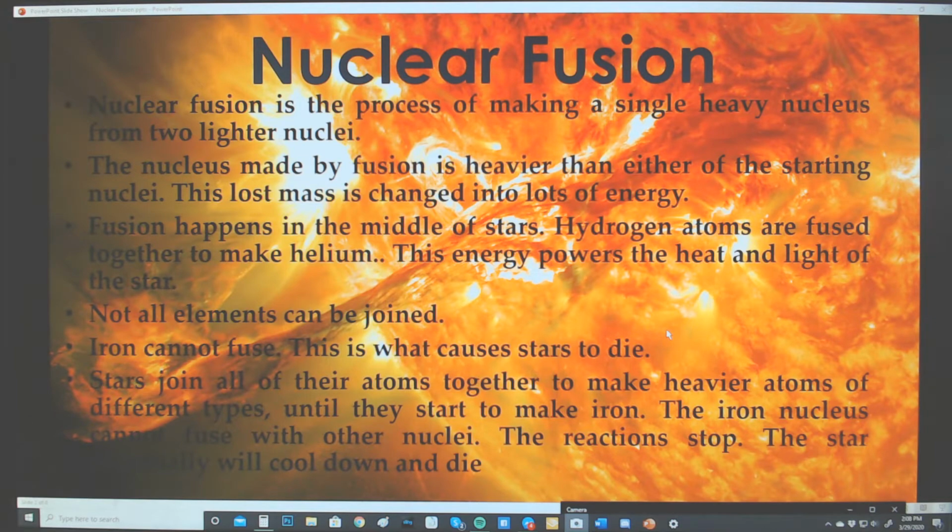Fusion happens in the middle of stars, like our sun. Hydrogen atoms in there are fused together to make helium, and this releases a lot of energy. This energy powers all of the heat and the light of the star.